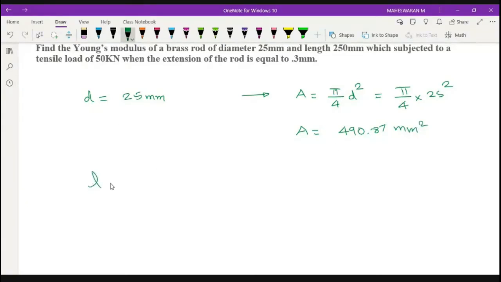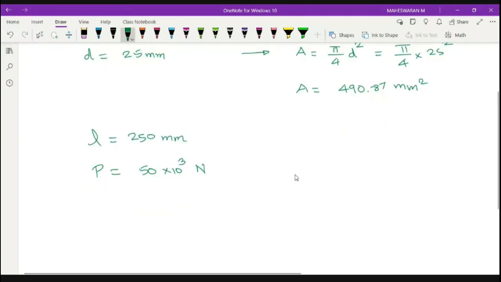Next, length is given. Length is 250 mm. Do I need to change anything? Next, load P is given, which is 50 kilonewton. I'm writing in Newton, so it is 50 into 10 power 3 Newton. And change in length is also given, which is 0.3 mm. So you know only one formula: del L is equal to PL by AE.